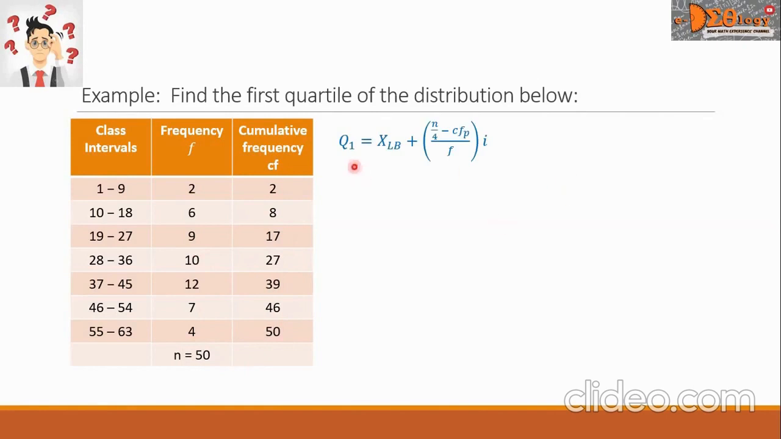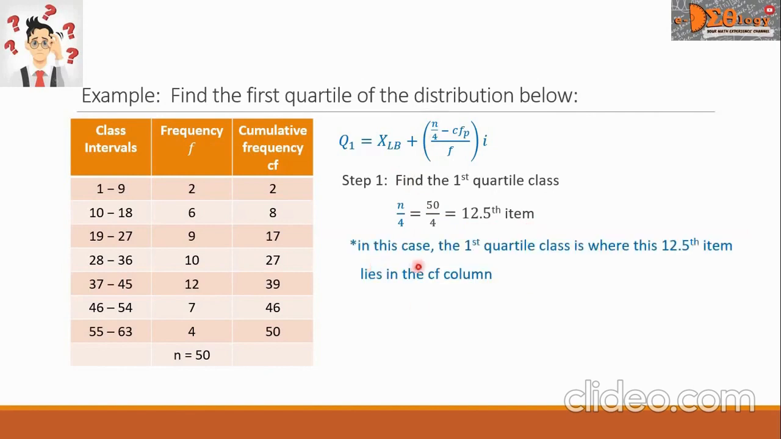Let us now write the first quartile formula. And for step 1, we will find the first quartile class. Find the value of this n over 4. The n equals 50 divided by 4, and this is 12.5. We're looking for the 12.5 item.